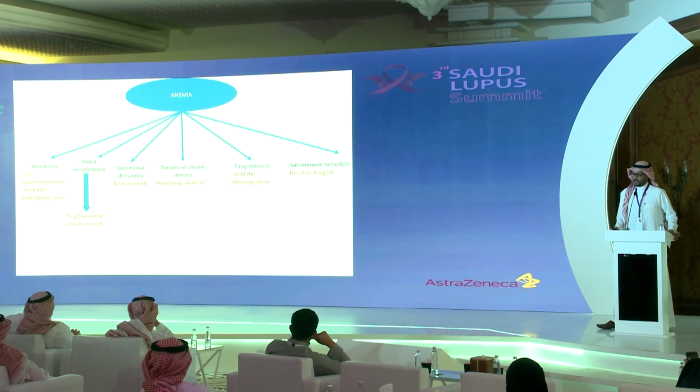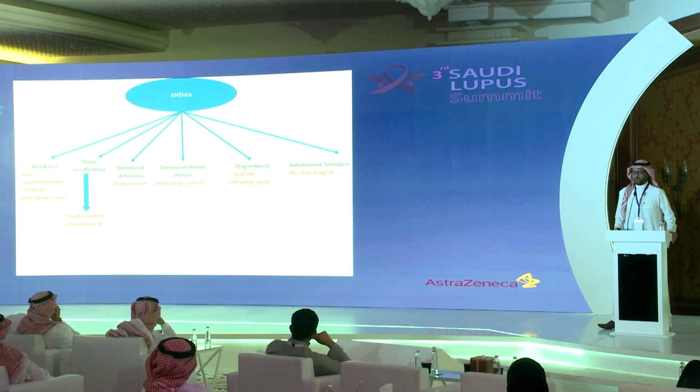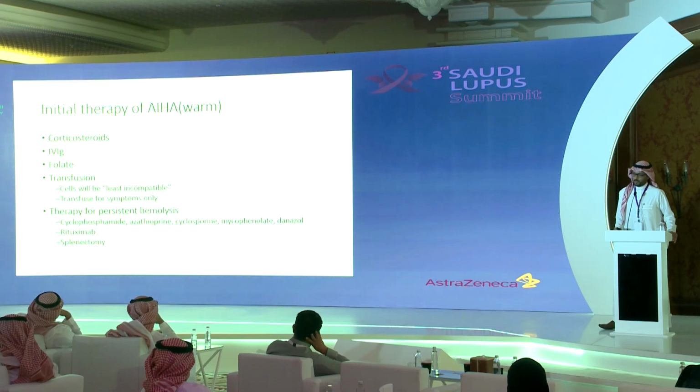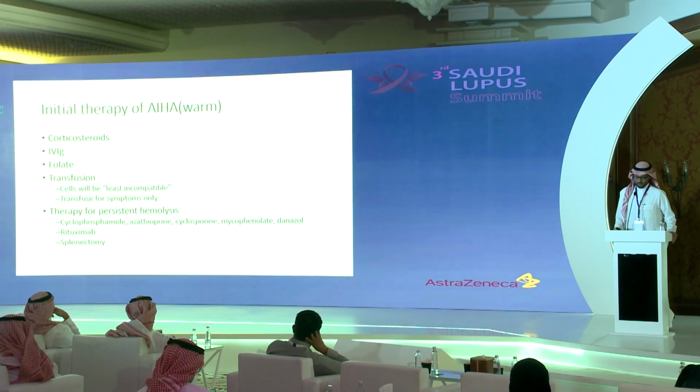Now, regarding anemia, you will treat it according to the cause. So basically, if you have a deficiency, you will replace it. If you have a renal impairment, then you will give the erythropoietin. And if you have an autoimmune hemolytic anemia, you almost deal with it as if you are dealing with thrombocytopenia. So it's still the steroid, the IVIG. You don't use the thrombopoietin agonist, obviously. But other than that, you almost use the same agents we are using for thrombocytopenia.